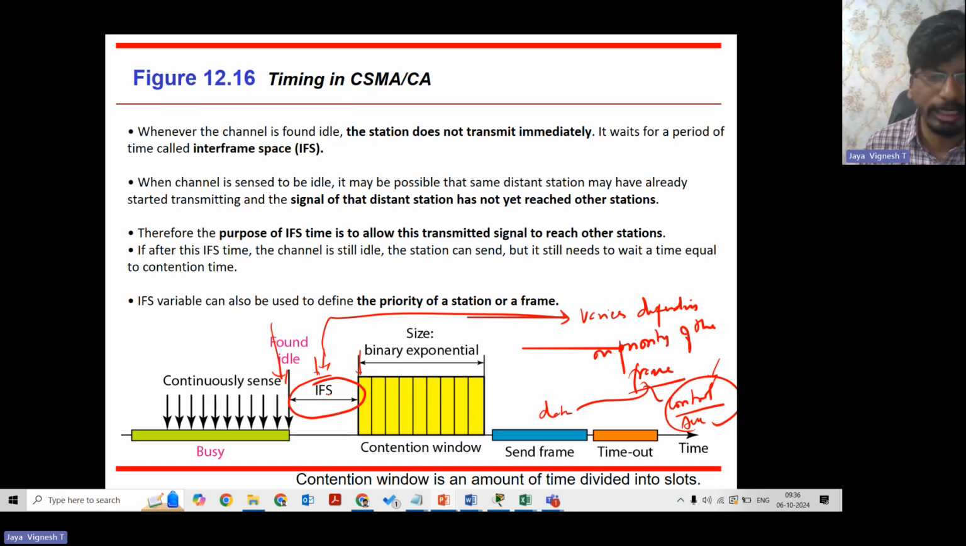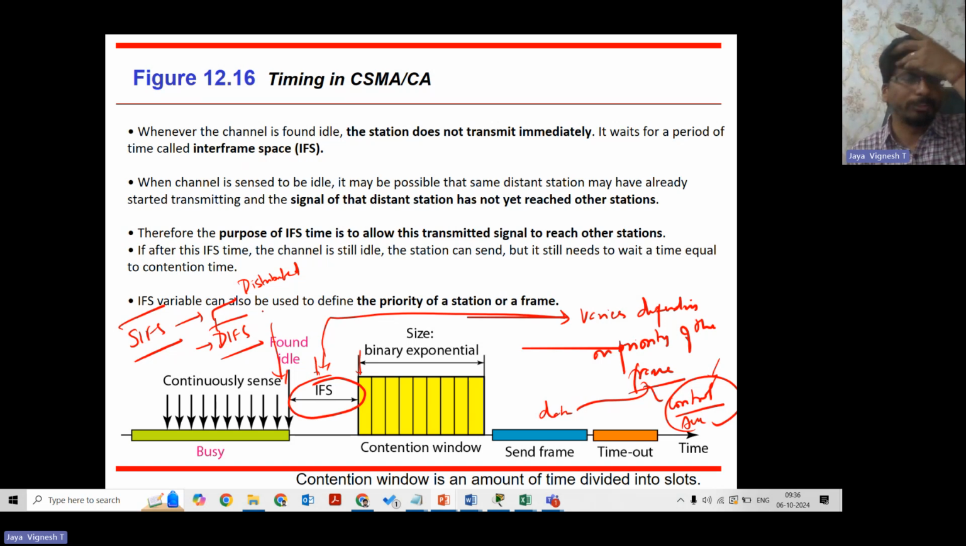A station which has a higher priority frame could be given a shorter IFS period, which I call SIFS, shorter interframe spacing, compared to a station which has a normal data frame, which will have a slightly larger interframe spacing, called DIFS. D stands for distributed. These are all standard terminologies. Distributed interframe spacing, because all these are distributed stations. There's no control of any station. Any station can transmit at any time, any data.